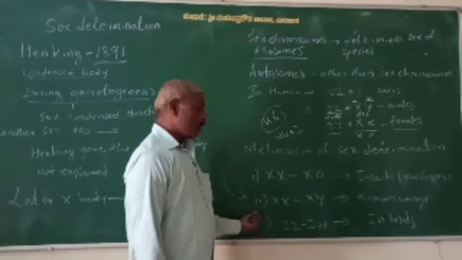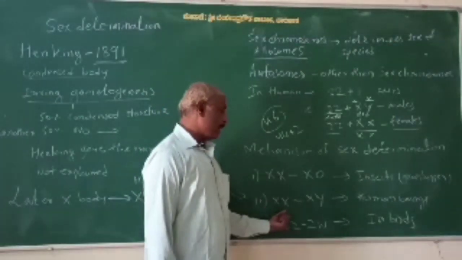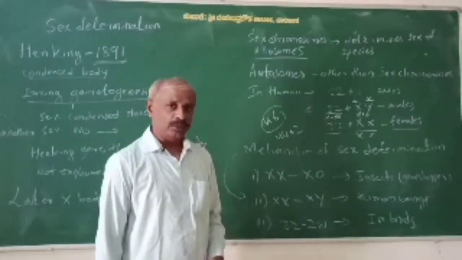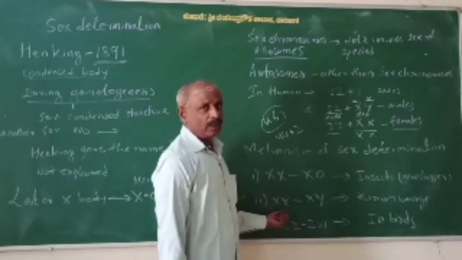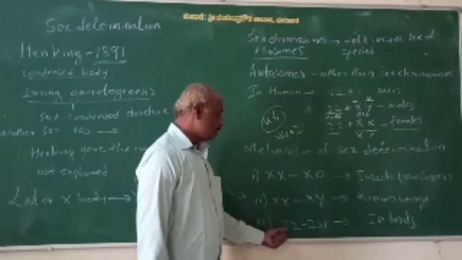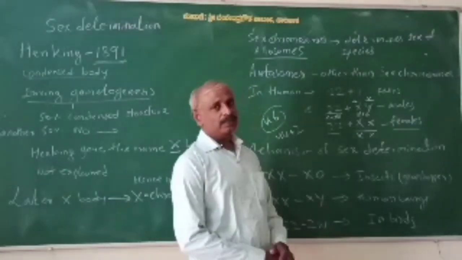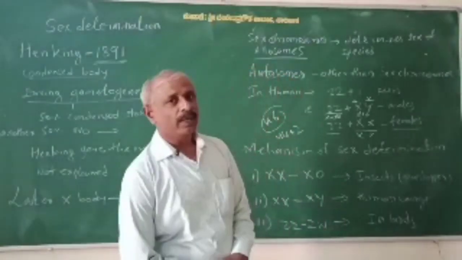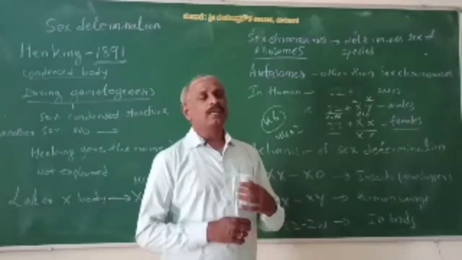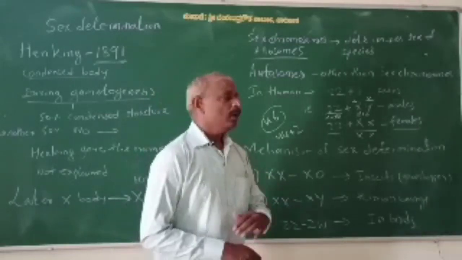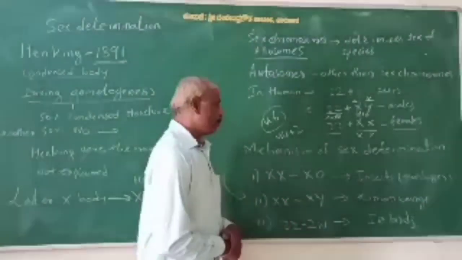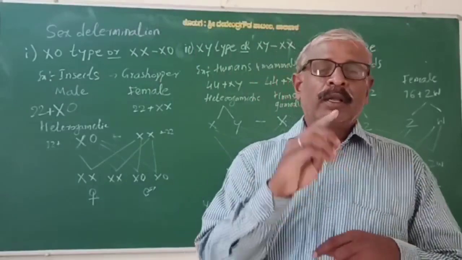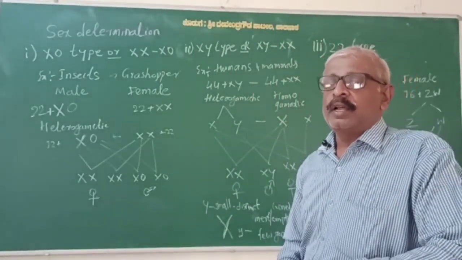Afterwards, one more is the XY type. It is a common one, found in human beings. And the third one is the ZW type of mechanism, which is found in birds. Now onwards we are going to start explaining with the XX and XO type of mechanism in insects. There are three kinds of sex determination.